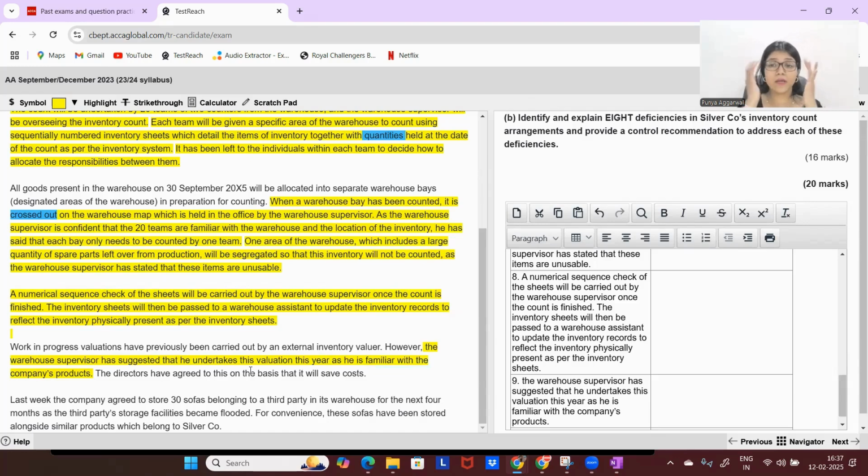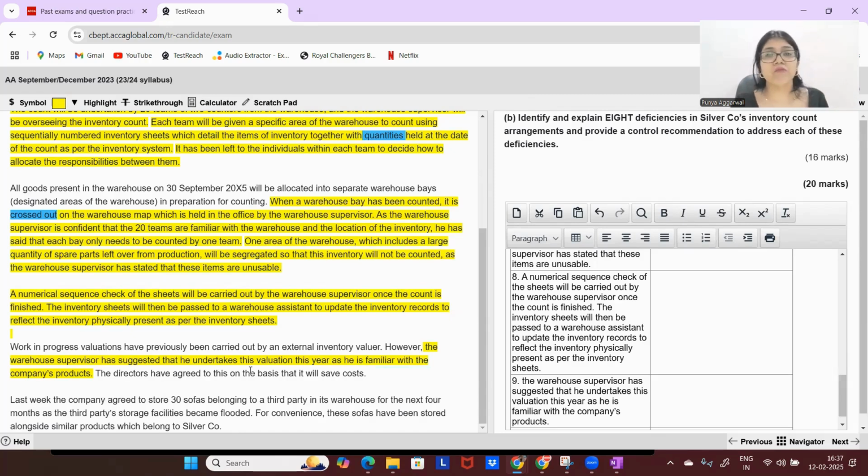Last paragraph, and then we'll be done with this question. Okay, last week the company agreed to store 30 sofas belonging to a third party in its warehouse for the next 4 months as the third party's storage facilities became flooded. For convenience, these sofas have been stored alongside similar products which belong to Silver and Company.